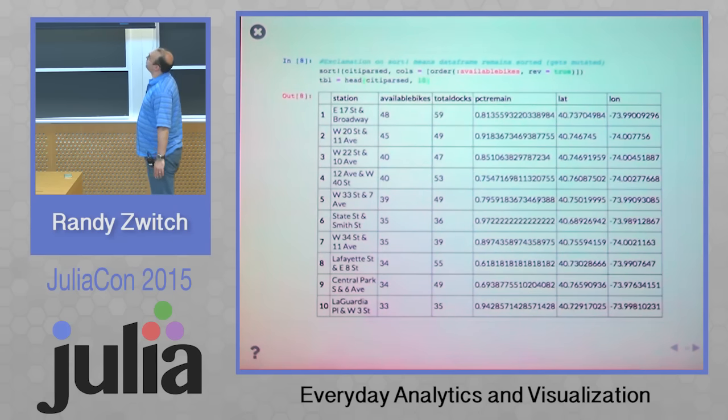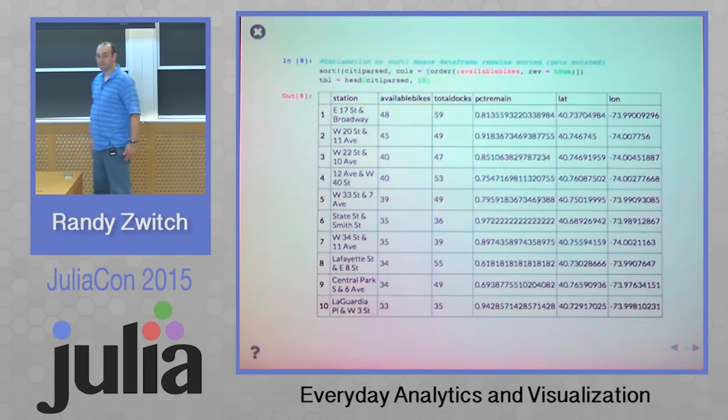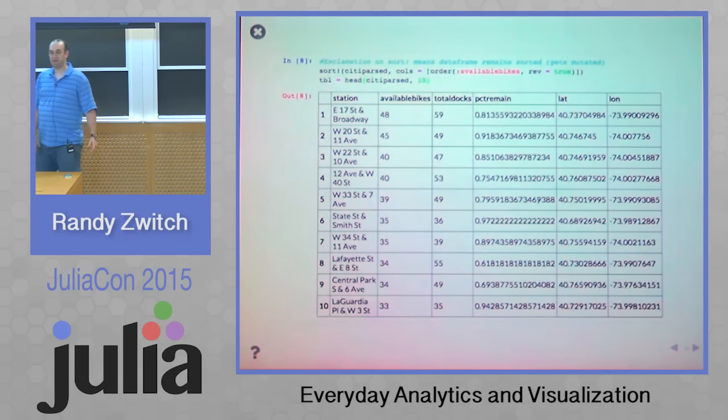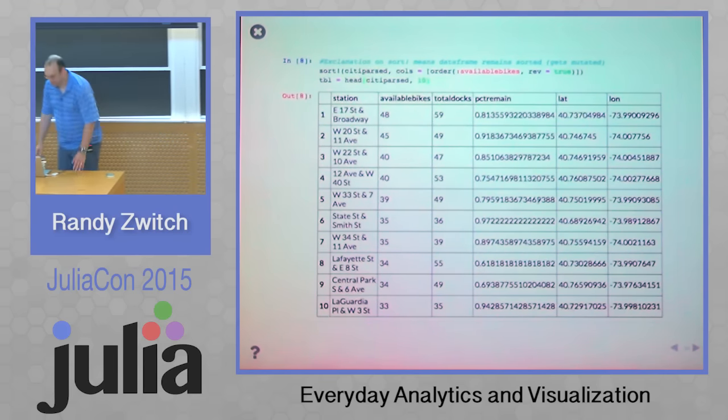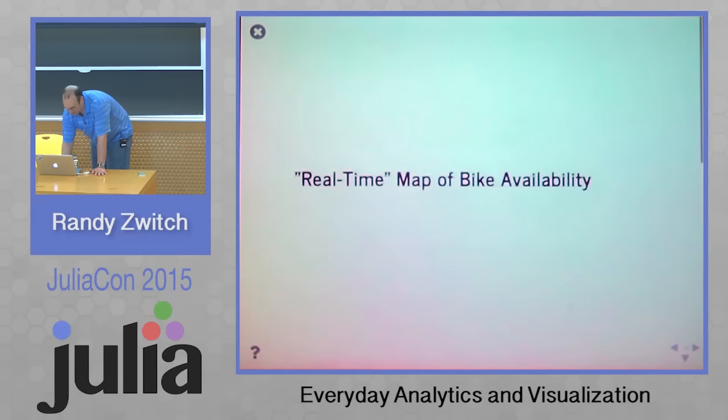East 17th and Broadway has 48 bikes, 81% of their bikes remaining. You can see Central Park at number 9 only has 69% of their available bikes, as are Lafayette Street and 8th. So perhaps you'd say that those are more popular locations. Certainly, I would believe riding a bike through Central Park would be a fun activity.